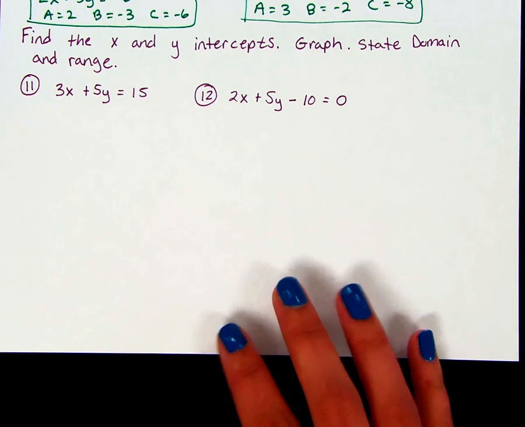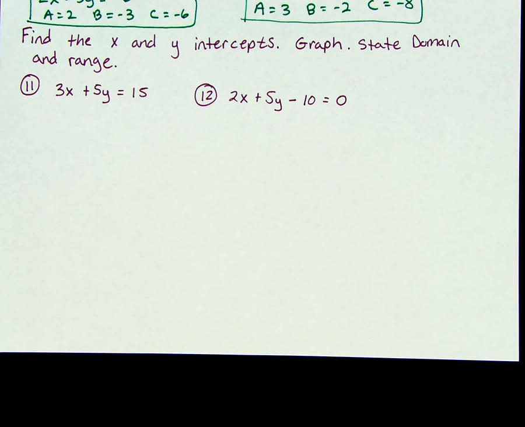All right, so this next part, we are going to talk about how to find the X and Y intercepts. Again, graph, and we're going to briefly talk about the domain and range. Domain and range is something that we're going to be doing all year. Graphing is something that we're going to be doing all year. All right, so to start with, let's find the X and Y intercepts.